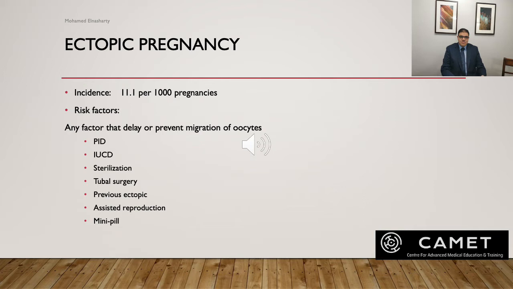Intrauterine contraceptive device, sterilization. Incidence of ectopic in sterilization is quite common. Incidence of failure of sterilization is 1 in 200, but unfortunately, if it failed, the most likely pregnancy will be an ectopic pregnancy. Tubal surgery, previous ectopic increase the risk of a recurrent ectopic, assisted reproduction, and the use of mini pills.